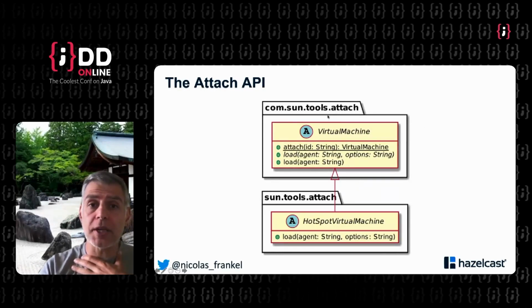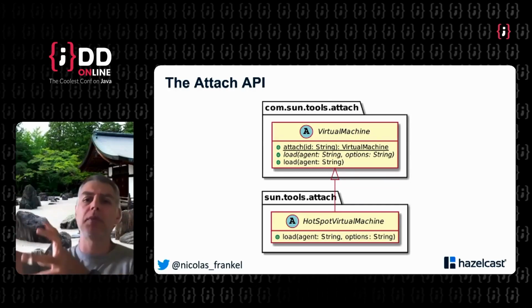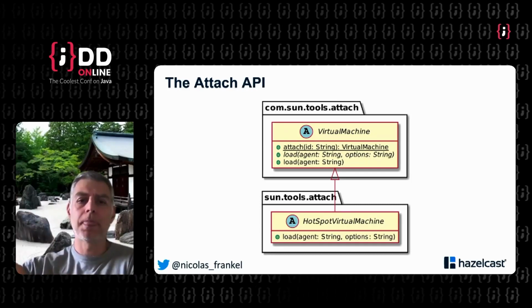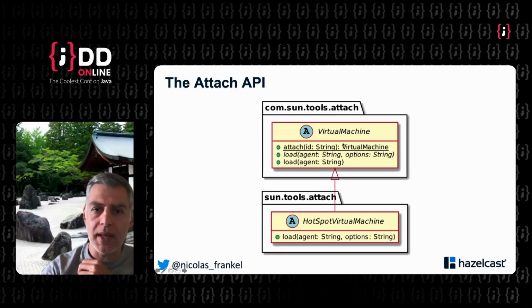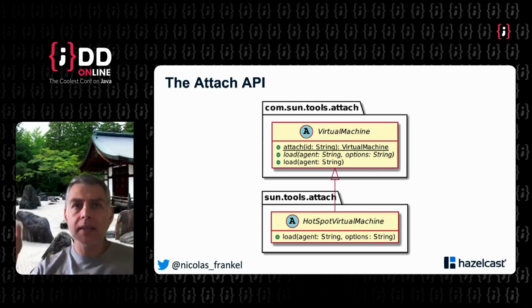And this is the Attach API in HotSpot. Basically, you have VirtualMachine, which is an abstract class. It offers this static method, attach, and the ID here is the PID of the virtual machine I want to attach to. Once I pass it, I get an instance of VirtualMachine, and then I can use the loadAgent method, passing the path to the agent, plus some options if I need them. And that's all.